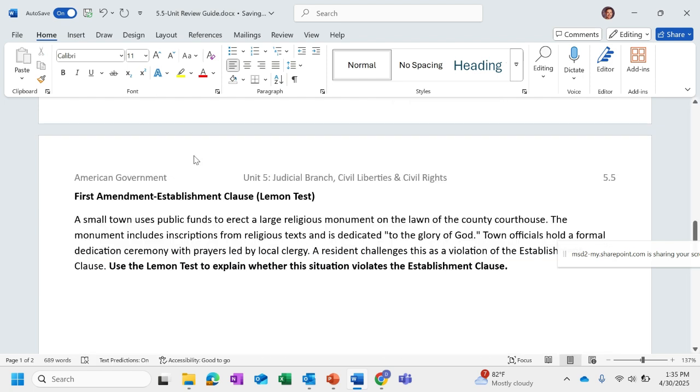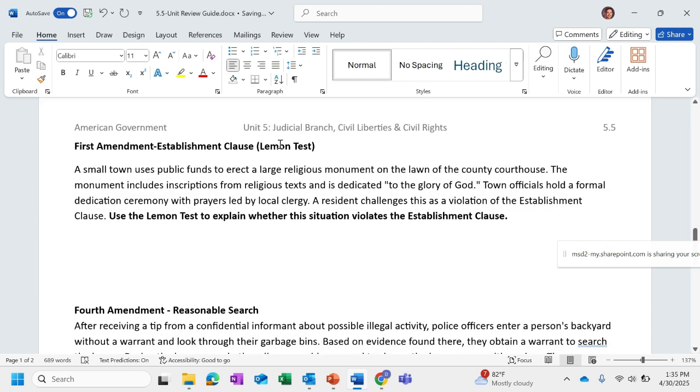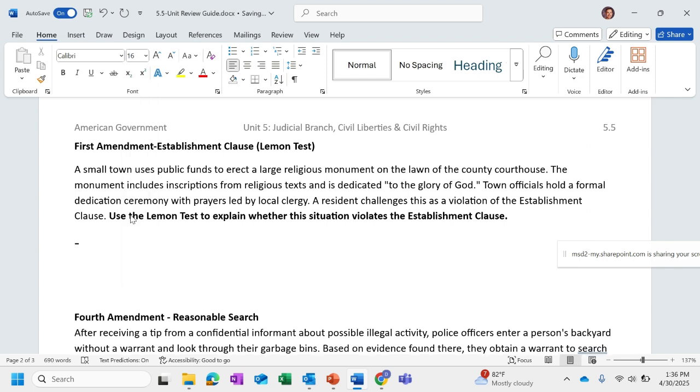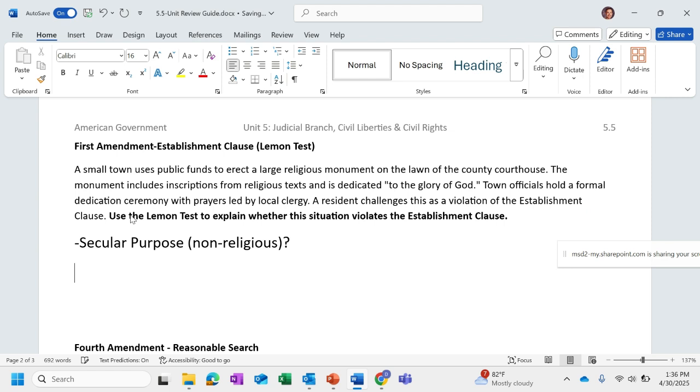First Amendment Establishment Clause test. So this is going to be the Lemon test. So we've got to remember what the Lemon test is. Once again, this is just on the slides, but the Lemon test has 3 prongs, and it's for, is the government promoting a religion? The first is, does it have a secular purpose, which means non-religious, typically a purpose by the government? The second question is, does the policy promote or inhibit religion?